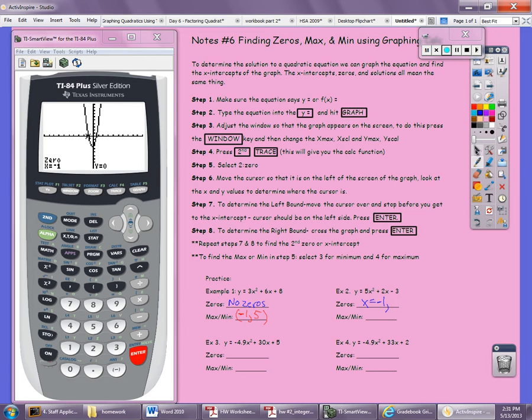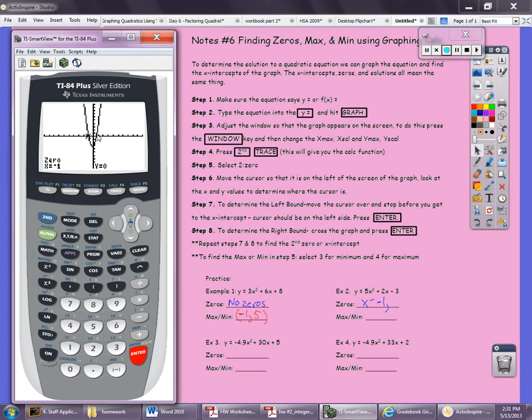We can do this for the second 0. If you notice there's 2 zeros, 1 and 2. So we go second, trace, we want the 0. So now we want the left bound. Well, we're talking about the second 0, so we're going over to the second 0. We want to be on the left side of it. So we're on the left side.